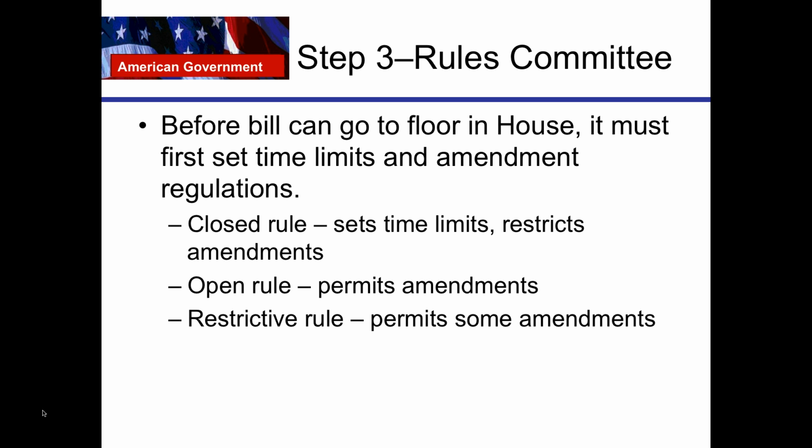So before a bill can go to the floor of the House, it must first set time limits and amendment regulations. So there's various types of amendment regulations. You have a closed rule, which sets strict time limits and restricts the number of amendments onto a bill. You have an open rule, which permits various amendments, and a restrictive rule, which permits some amendments. So these rules establish the rules for debate in the full House. It's important to note that in the Senate, there is no Rules Committee.